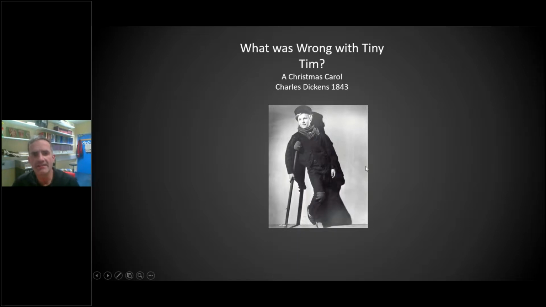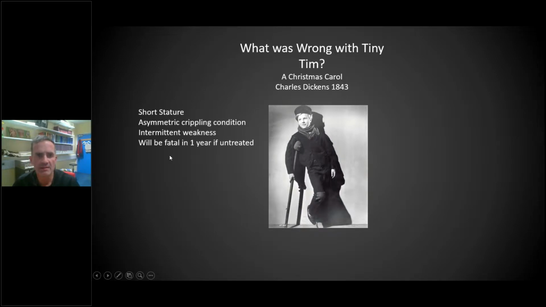He's known to have a kind of paralysis. He's got a gammy leg. He can't really stand up. He's intermittently weak. He's very short, and we're told that unless he gets some kind of treatment within 1 year, he's probably going to die.